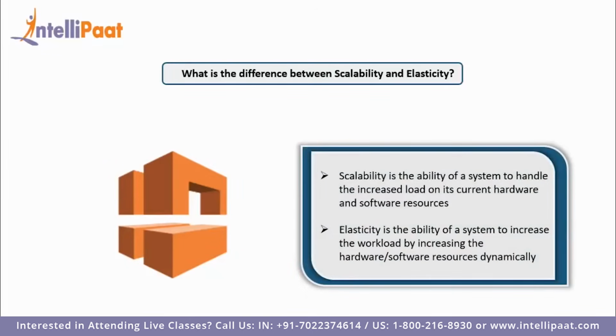Scalability versus elasticity is a very confusing topic. Scalability is nothing but increasing the machine's resources. For example, if your machine has 8 GB of RAM today, you increase it to 16 GB. Therefore, the number of machines is not increasing. You are basically just increasing the specification of the machine, and this is called scalability.